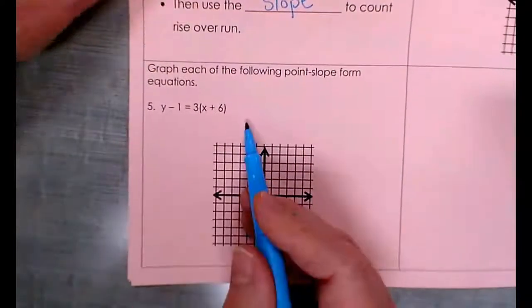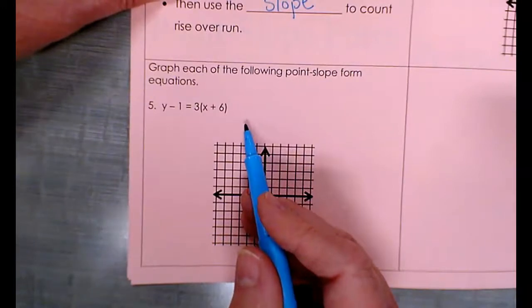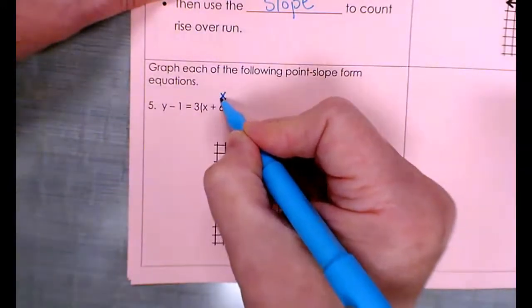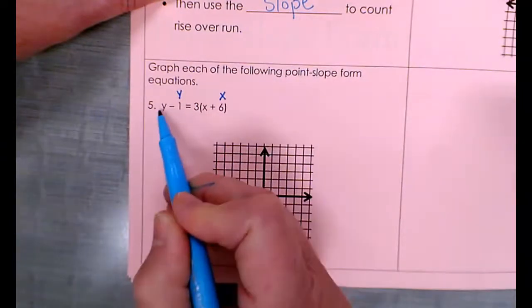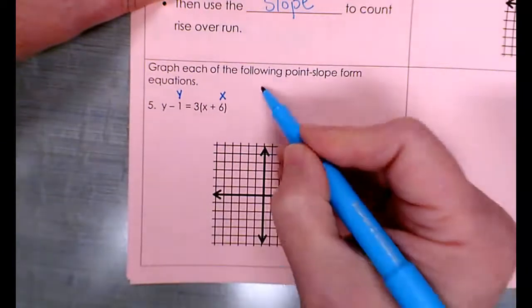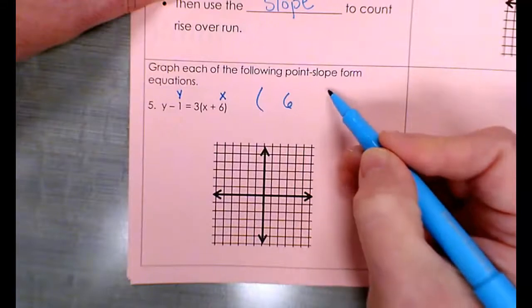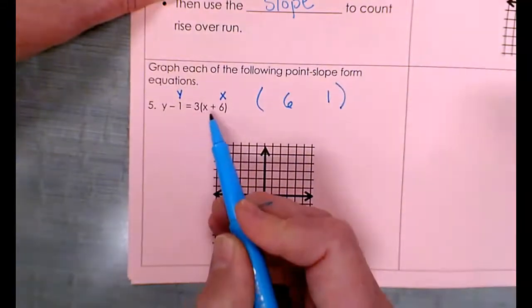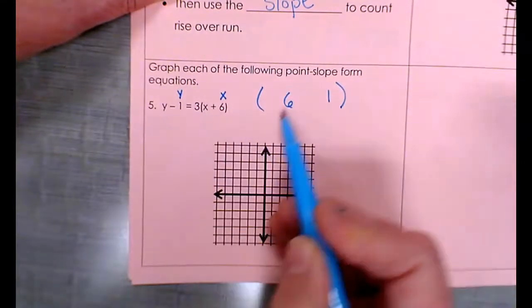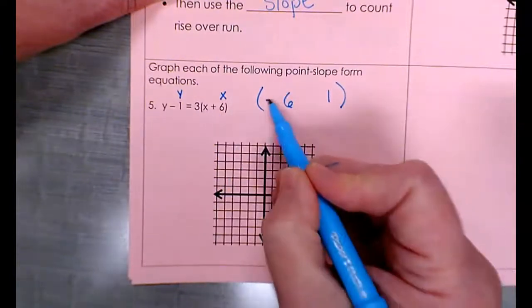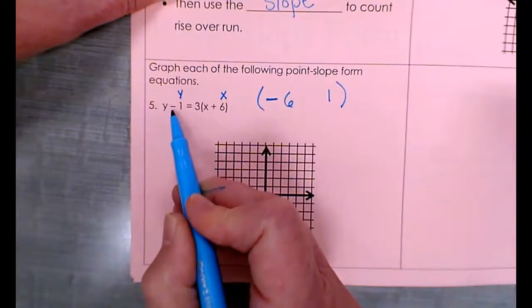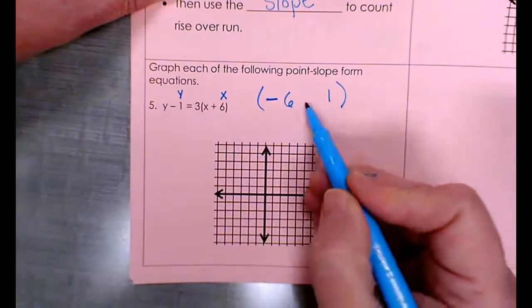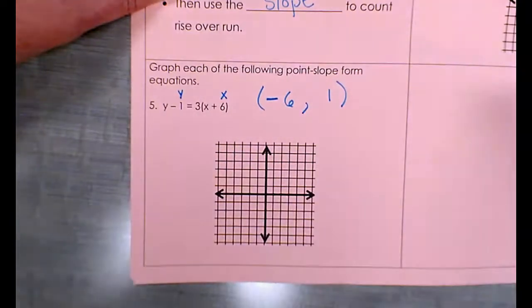When I have an equation in point slope form, this is the x and this is the y because this number is with the x and this number is with the y. When I take this out of the equation, this has to change signs. And this has to change signs. It's a negative here, so it will be a positive.